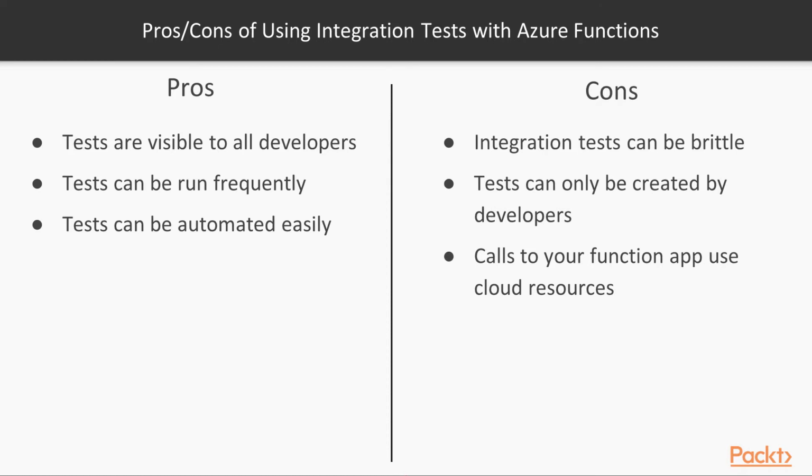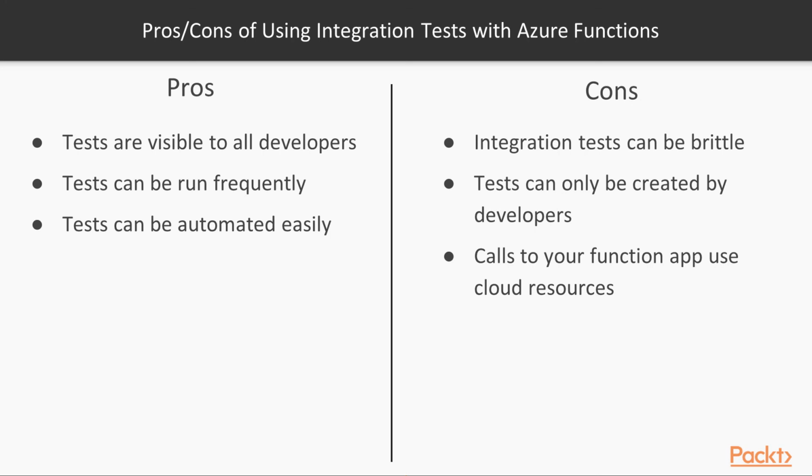So what are the pros and cons of using integration tests with Azure Functions? Well, the tests are visible to all the developers that have access to the source control. This is a good thing, of course. The tests can be run frequently. They can be run as you develop code. They can be run in an automated fashion, like during your build process.